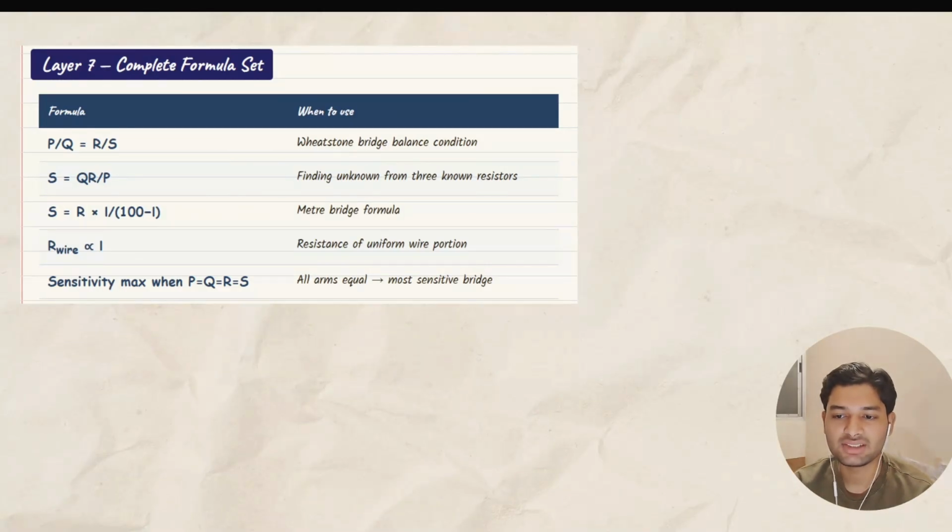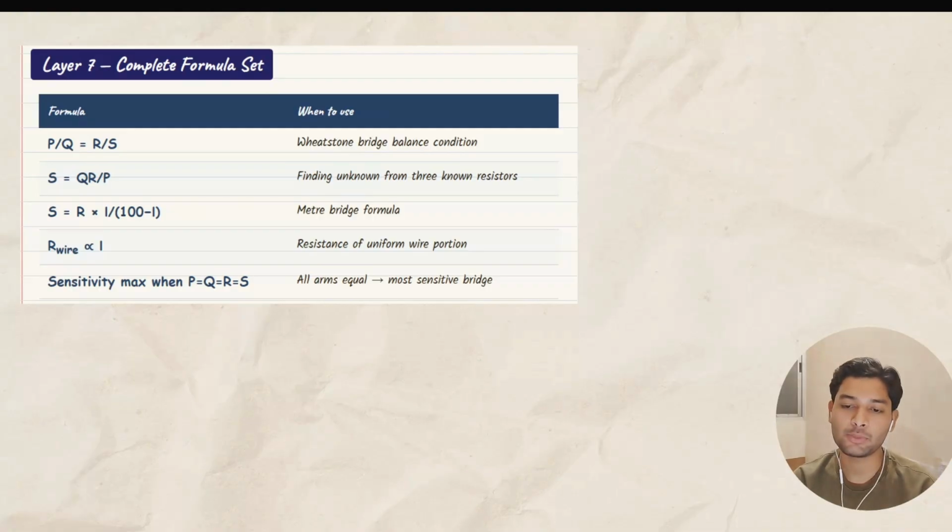Next thing, the complete formula set of the meter bridge and Wheatstone bridge. If you see here, one by one, all the formulas and ratios that I just taught you. You might get this stuck, or written, on your brain now. So P by Q equals R by S, the Wheatstone bridge balance condition. S equals Q by P into R, to find the unknown resistance from three known resistors. S equals R into L by 100 minus L, the meter bridge formula.